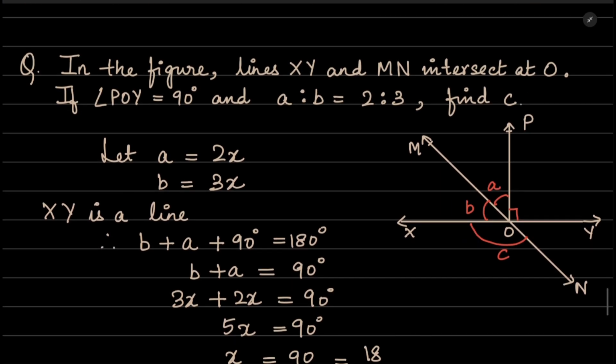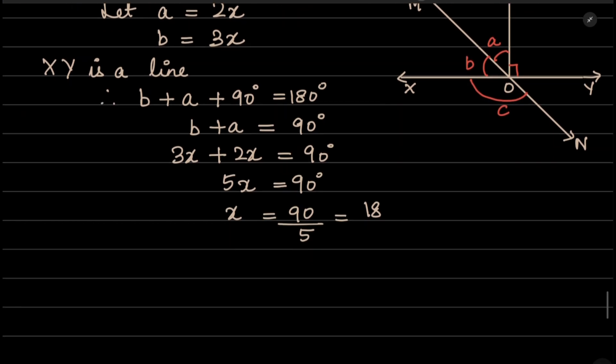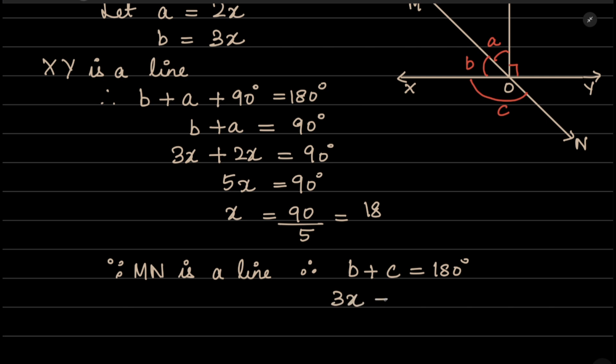You're also given MN, X lines, XY and MN. MN is also a straight line. So what is this sum? B plus C is equal to 180 degrees. Let's write, since MN is a line, therefore you have B plus C is equal to 180 degrees. And what is B? B is nothing but your 3x, plus C is equal to 180 degrees, right?